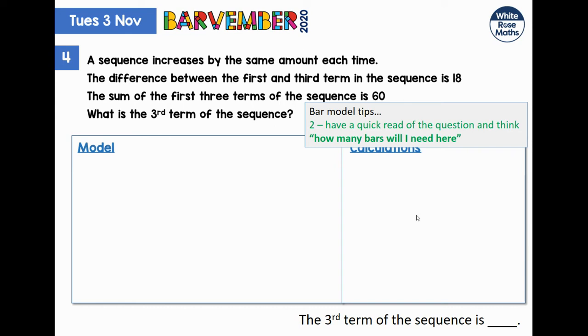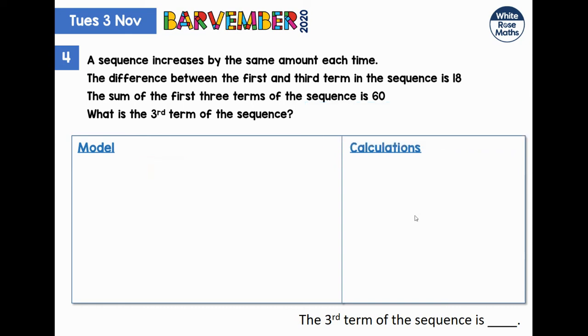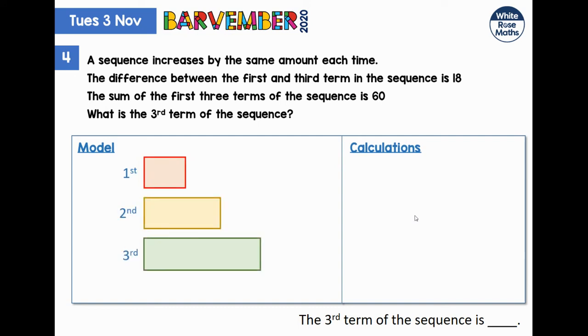Okay, question 4. Well, it looks as if we're going to have 3 bars here because we've got a first, a second, and a third term. So let's see how we go with that. Now, let's have a look at line 1 here. A sequence increases by the same amount each time.